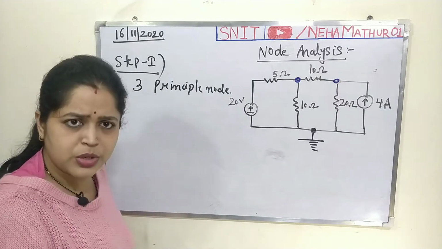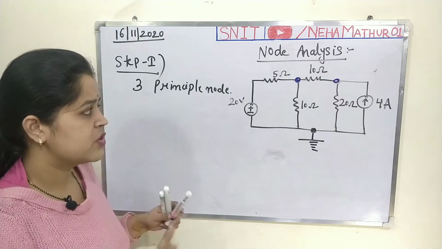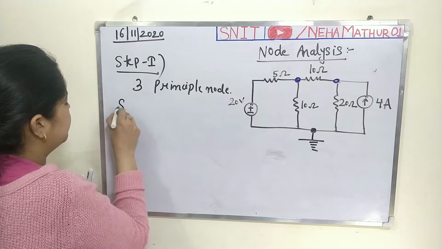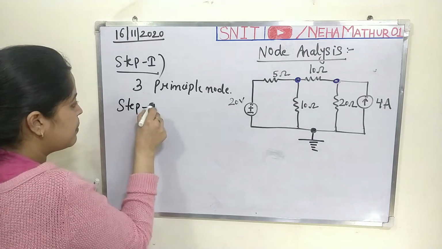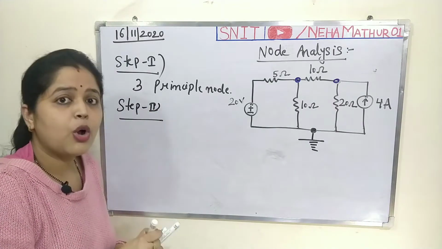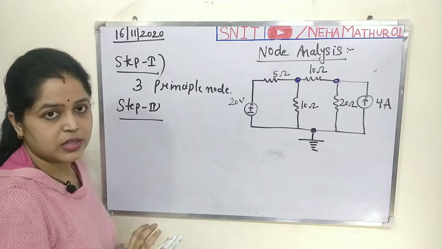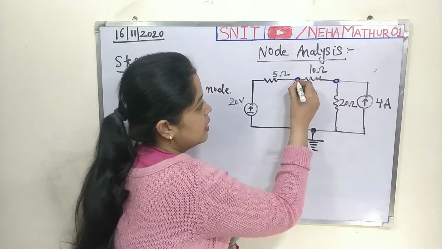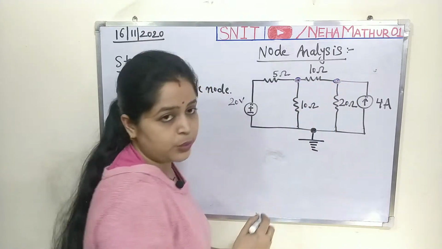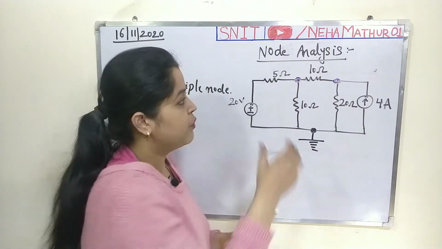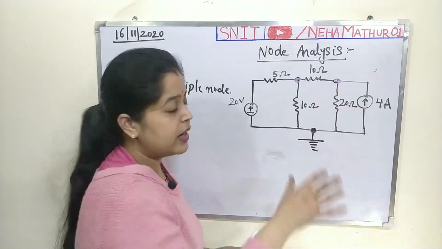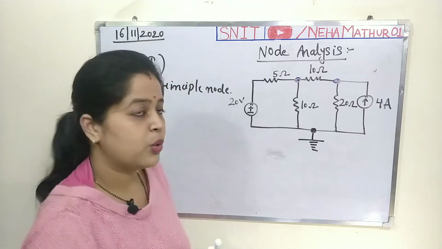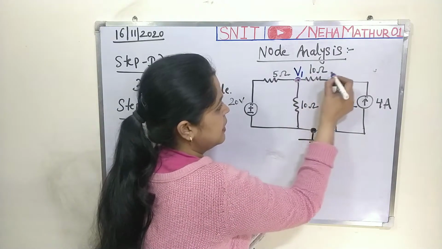No mathematical calculation, no network concept, just the identification. Now come to the second step, and in the second step you will have to label all the relevant nodes. Label means you will have to mention the voltage across that specific node. As I told you, you can write V1, V2, you can write VA, VB, it depends on your choice. So, I am taking V1 and V2.